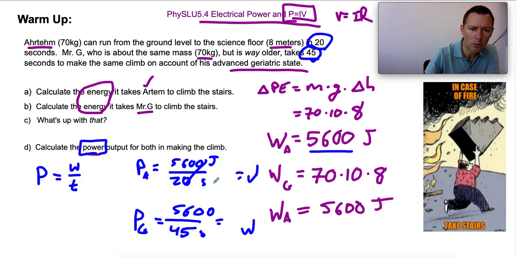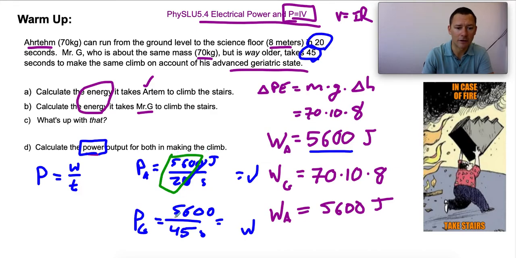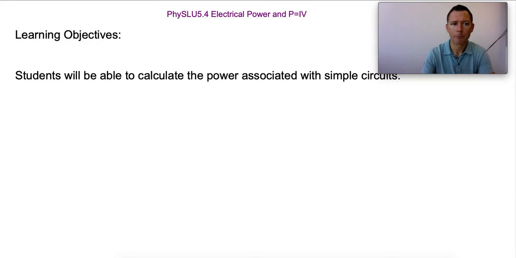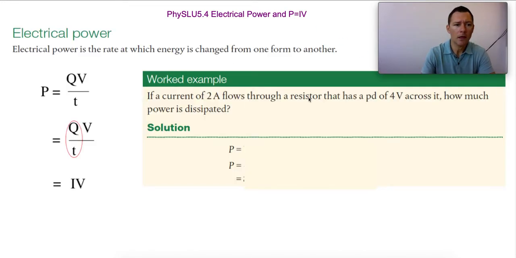Calculator's not here, so what exact value is it? I don't know, but I do know 560 over 2 is a bigger value than 560 over 4.5. So Artem has a higher power rating because he's doing the same amount of work in less time. All right. So I want you to be able to do that sort of thing with electrical power outputs. I feel like we've been working with little fussy bits about electrical stuff, and now we kind of get to put everything together, which I like.